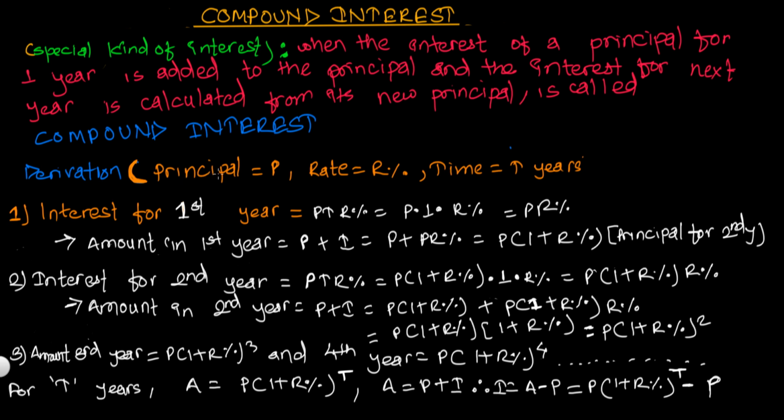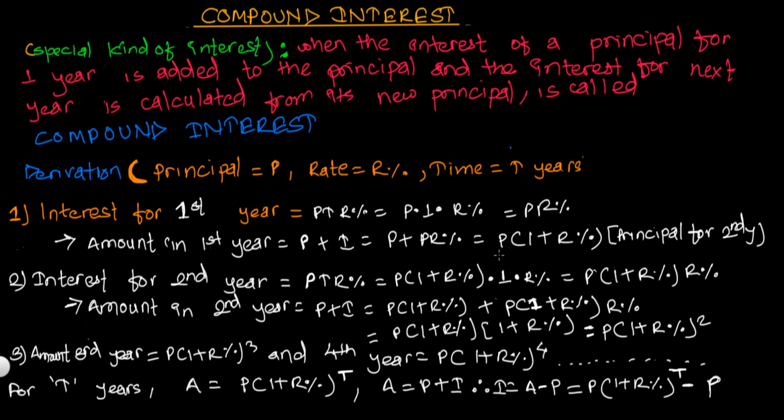Let us derive the formula for compound amount and compound interest. Suppose we have principal $P, rate R%, and time T years. Our interest for the first year will be PTR%, where T is 1 year, so it's P times 1 times R%, which is PR%. Since we have an interest, if we add the principal to that interest, we get the compound amount for the first year, which is P plus PR%.